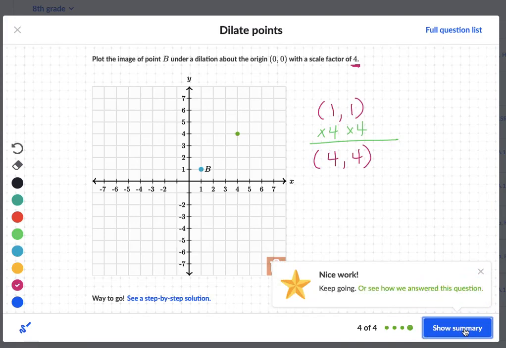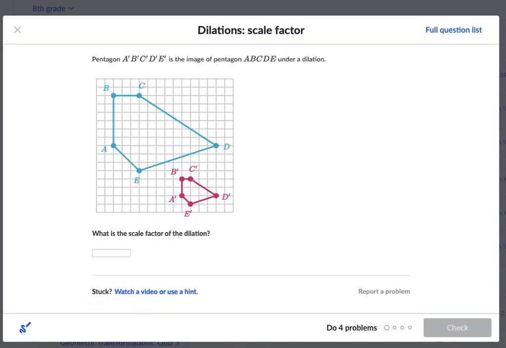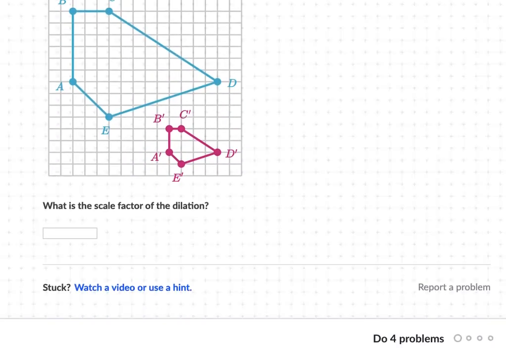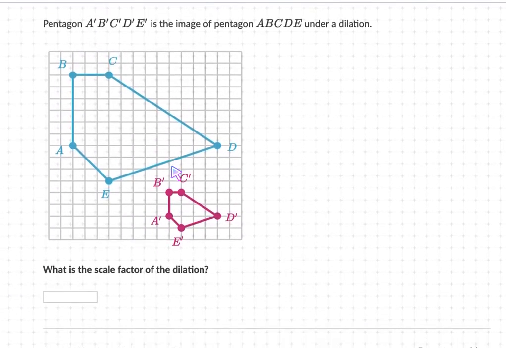Okay? That's all dilating points is. It's multiplication. Your scale factor tells you how far away it is, or close it is, for dilating points. Okay, so now with scale factor, they're going to be introducing to you figures as opposed to just points.